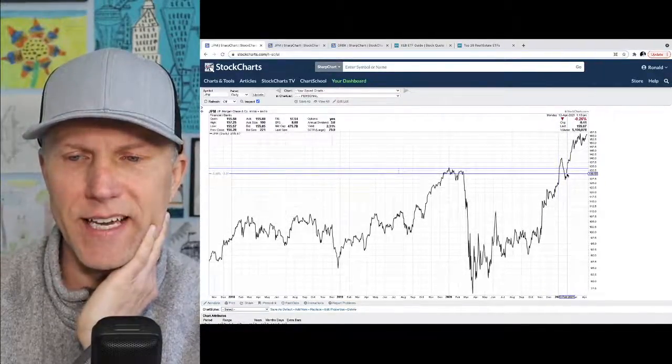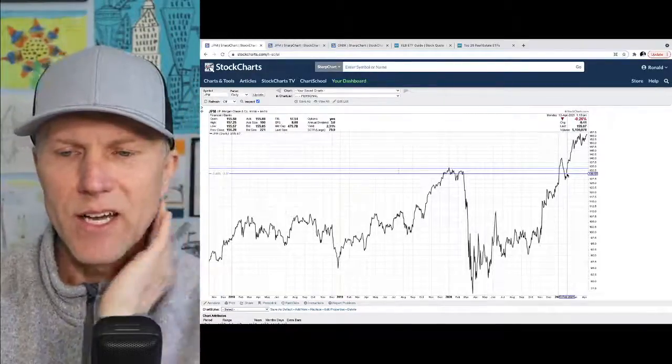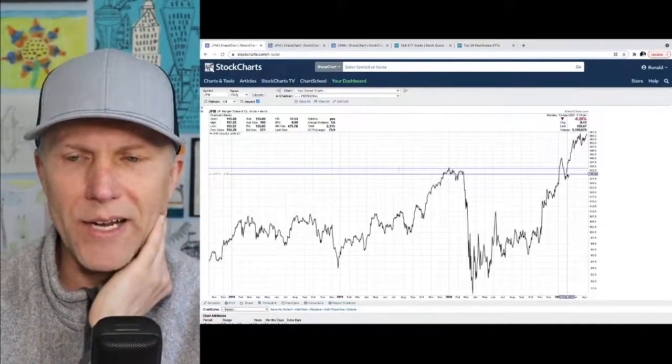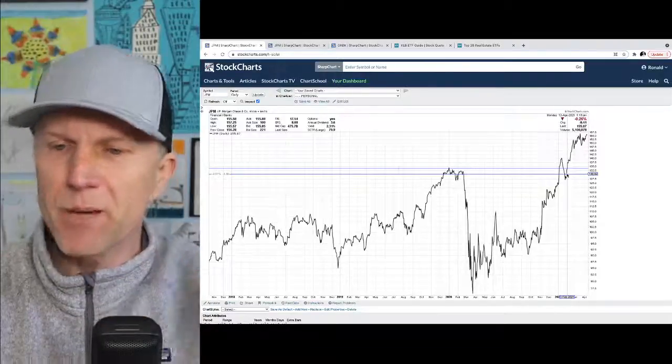Tested this price again. I mean, look at that. It came back down to that 130 range. More buyers came in, and then it pushed it higher.